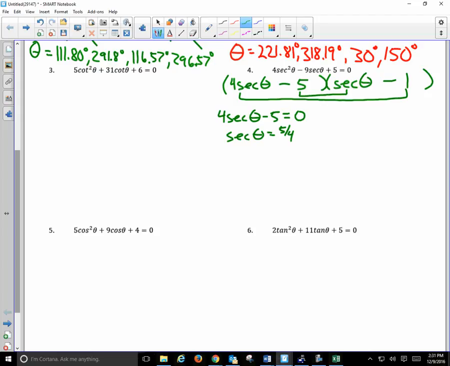Do you have a secant button on your calculator? So what do you have to do? Cosine of theta equals 4 over 5. And for our next one, we have secant of theta minus 1 equals 0, or secant of theta equals 1. Again, we don't have a secant button on our calculator, so I flip it to cosine. The reciprocal of 1 is 1.